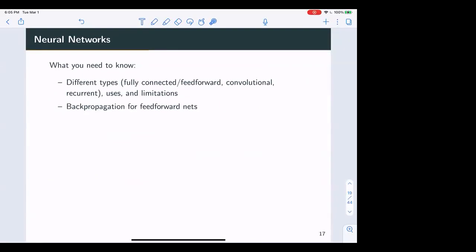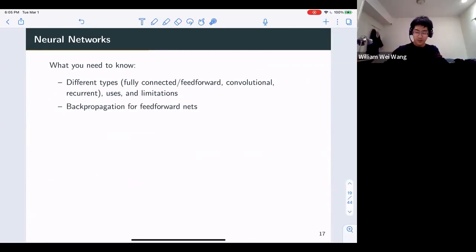Okay, so now we talk about neural networks. There's probably going to be a question on the exam, maybe 2, I don't know, on neural networks. So you'll need to know different types of neural networks. We talked about 3 different types in the class, and you'll also probably need to know some backpropagation, or at least the main ideas around backpropagation.